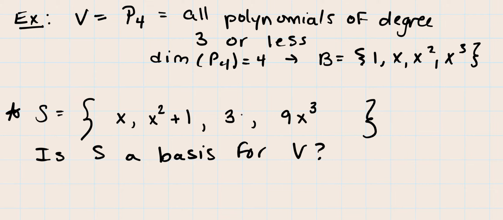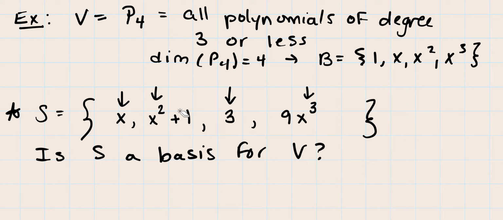Well, let's see if they're linearly independent. Remember that linear independence means that we can't write one vector in terms of all the other vectors. Notice that this one is a 3. And this one has an x, this one has an x squared, and this one has an x cubed. So there's no way that I can get an x cubed from adding multiples of these vectors together. There's no way that I can get just a 3 from adding multiples of these 3 together.